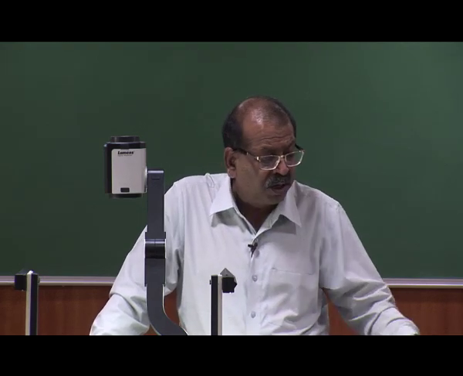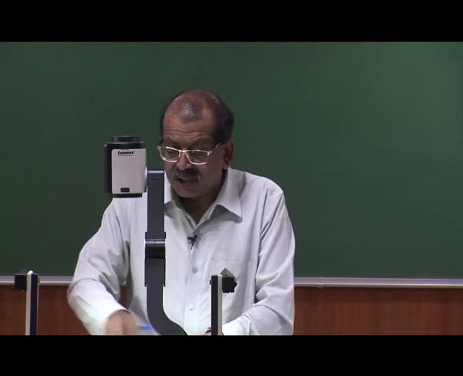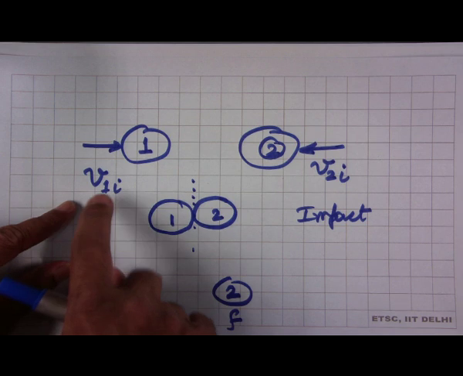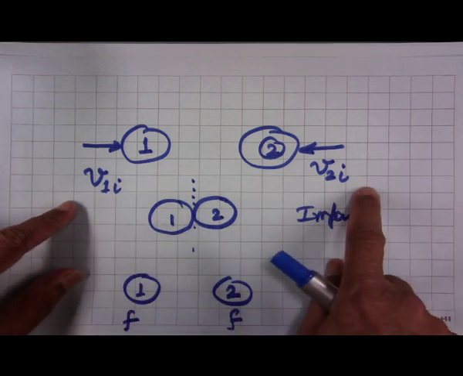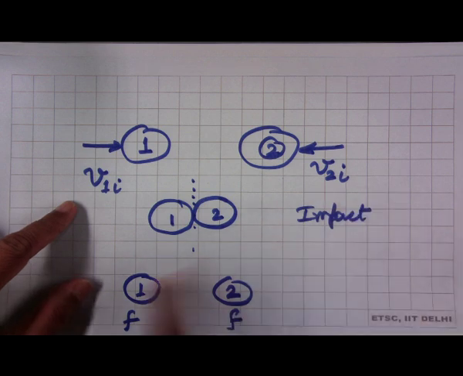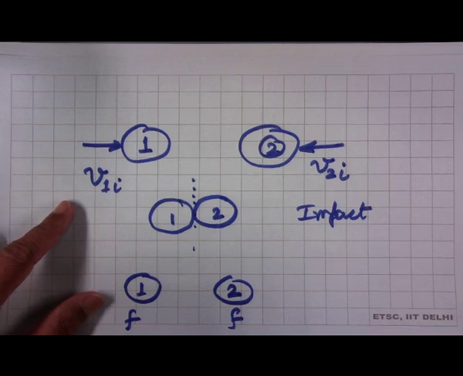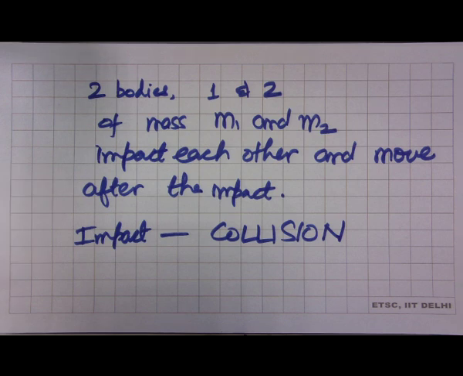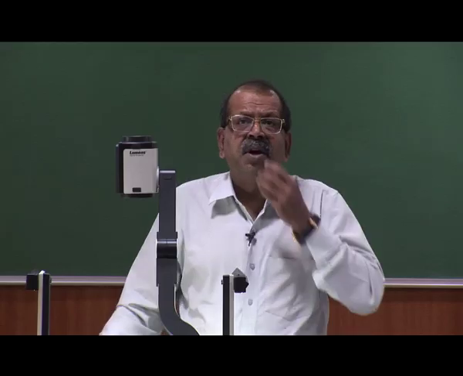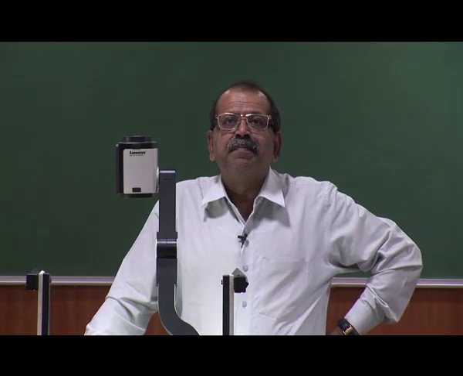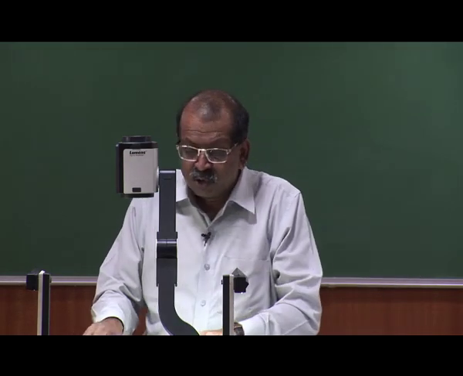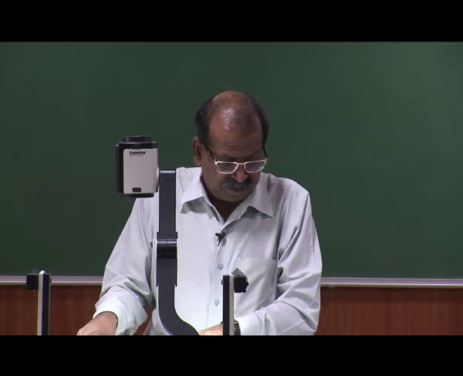If we know the bodies are approaching each other, one body has a velocity v1I, the other has a velocity v2I, can we find the final velocities of these bodies using the laws of mechanics? That is what we will see, and what we will realize here is that the impulse momentum principle is the one which we will use to solve these problems.